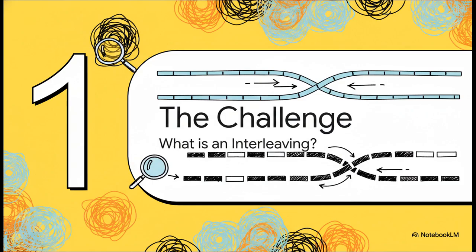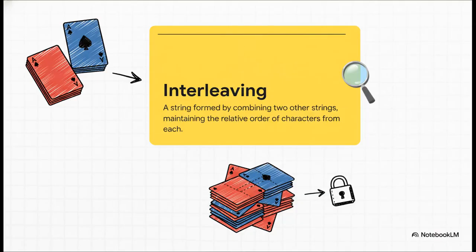Before we can solve anything, we got to know exactly what we're looking for. So what on earth does it mean for one string to be an interleaving of two others? The best way to think about this is like shuffling two decks of cards. You've got your first string, S1, which is like a deck of red cards, and your second string, S2, which is a deck of blue cards. An interleaving is just what you get when you shuffle them together.